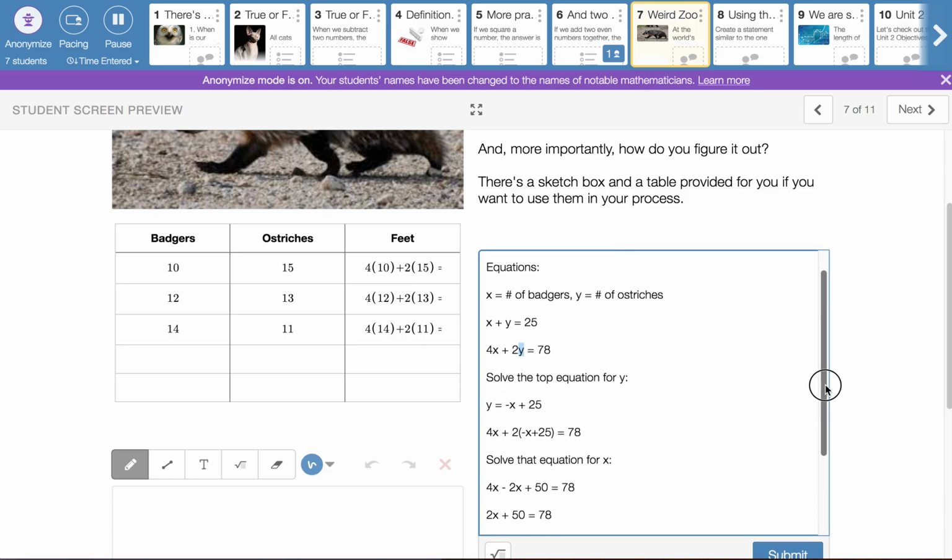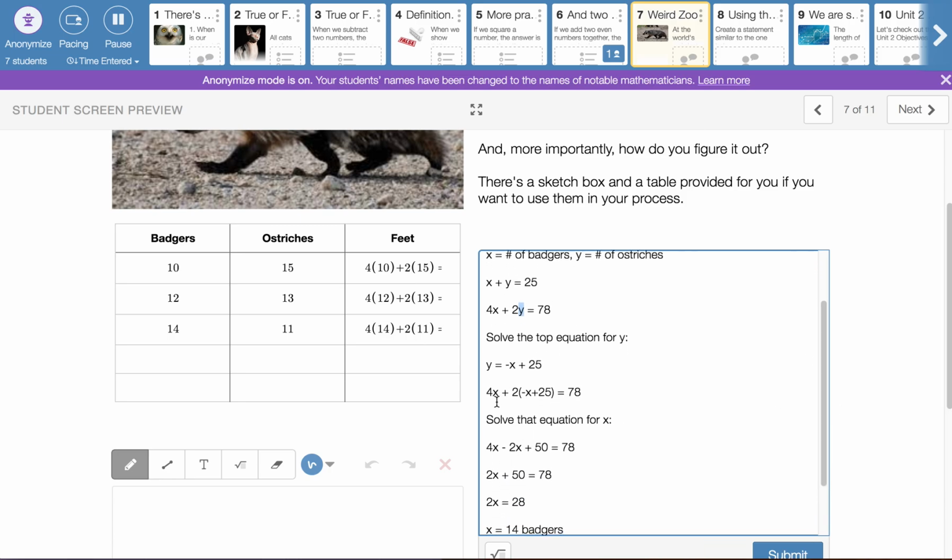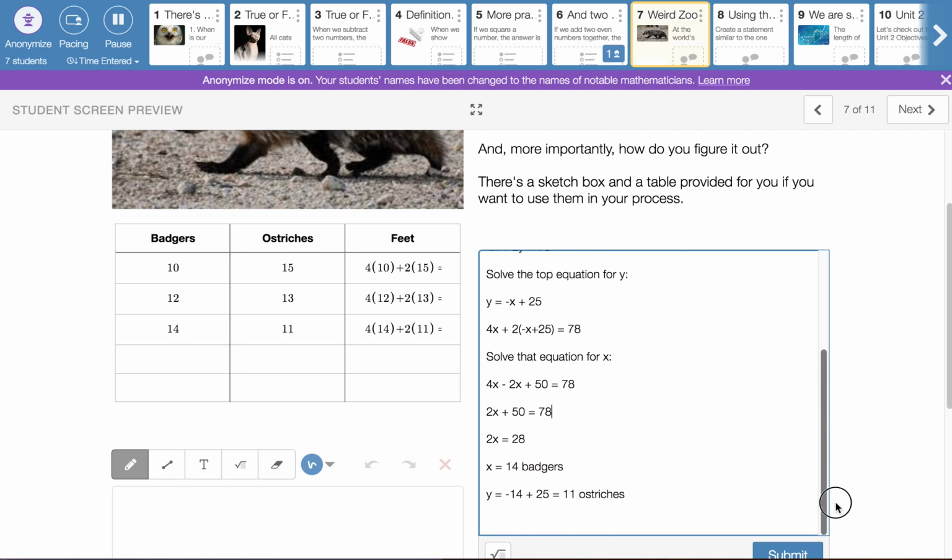We'll take this expression for y and substitute it into the second equation where the y is currently living. And we do that with parentheses. So 4x plus 2, parentheses, negative x plus 25. Close those parentheses. That'll equal 78. And then we start working on that equation. We do distribution with the 2. We'll get 4x minus 2x plus 50 equals 78. We can combine like terms so that 2x plus 50 equals 78.